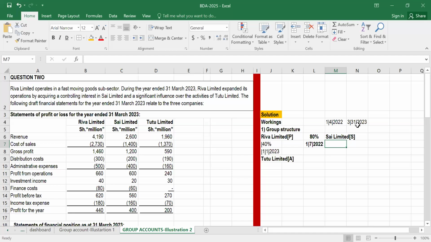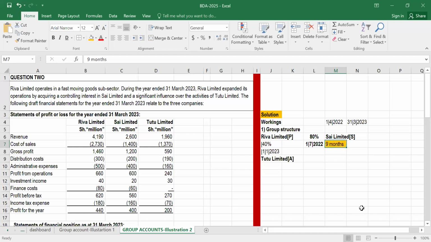And then you can see when the year was ending, 31st of March. This was supposed to be 31st of March. So meaning that from 1st January of 2023 to 31st of March, then we have 3 months. So therefore, this company here was acquired 9 months to the end of the year. It was acquired 9 months to the end of what?